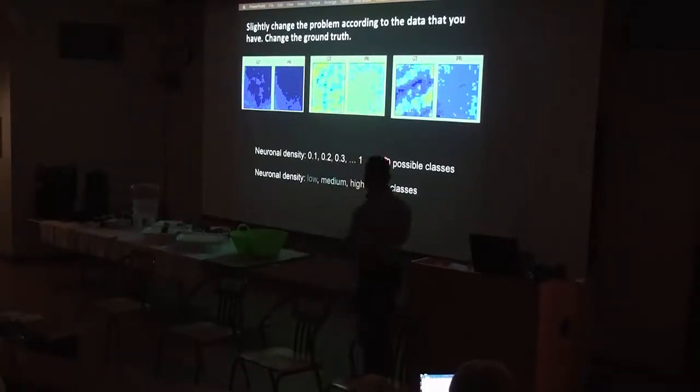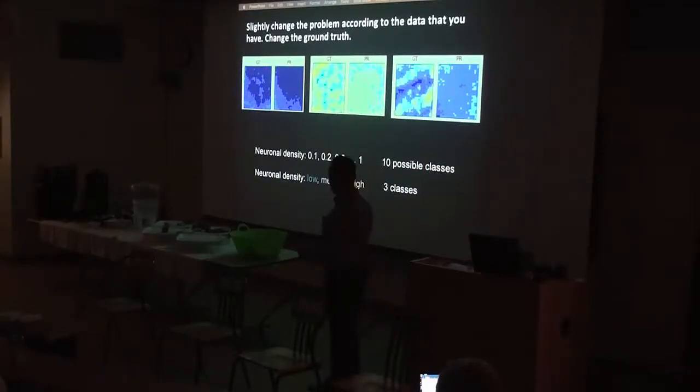So instead of having 10 possible classes, I said, well, what about dividing the problem into low, medium, and high? When I do that, the accuracy of my system went up because I was being less ambitious. I wasn't trying to predict the density with this level of detail, but rather I would have a very coarse estimation of density, which is still useful.